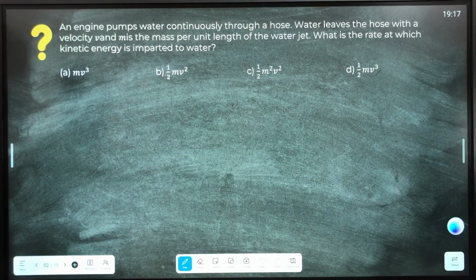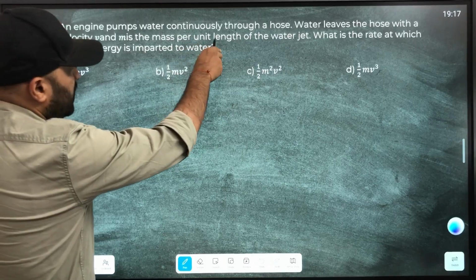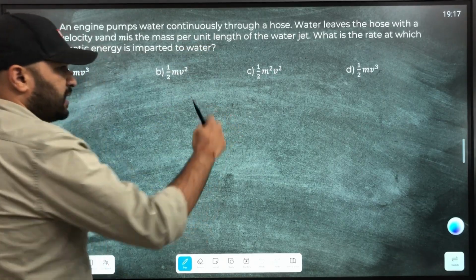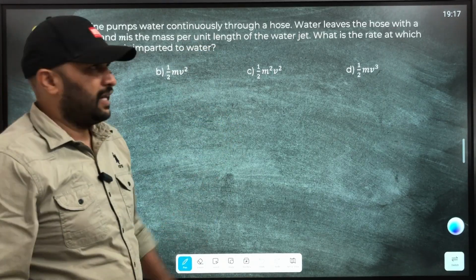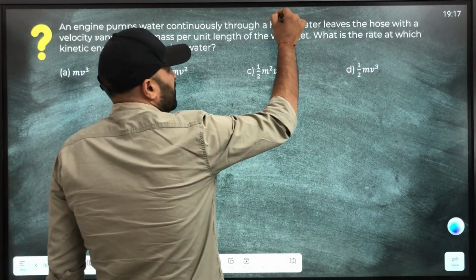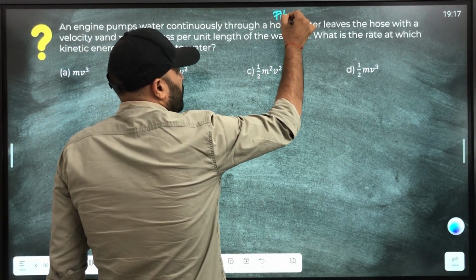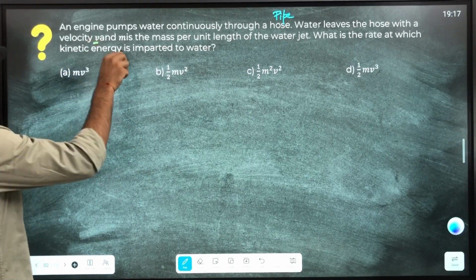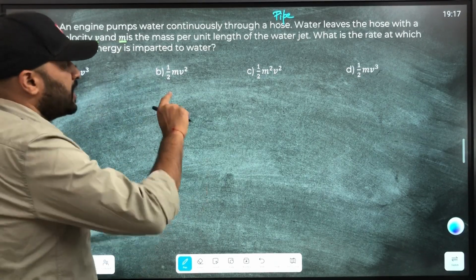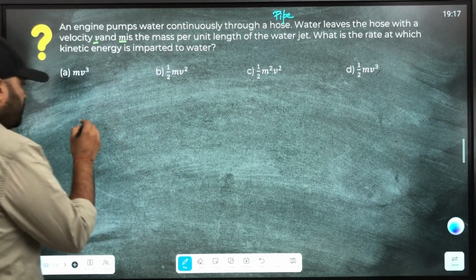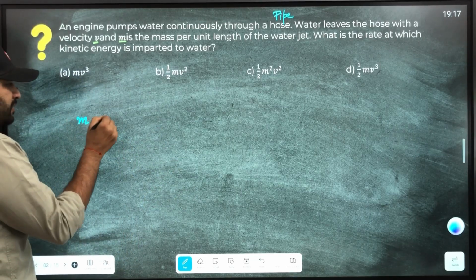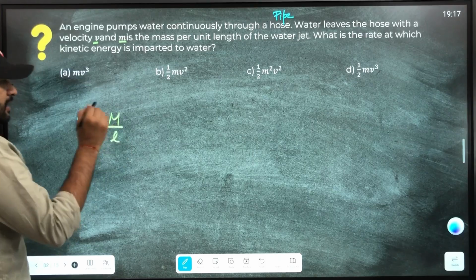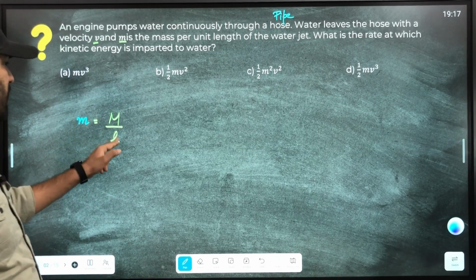Great. Our next question says an engine pumps water continuously through a hose. Now hose is basically a pipe, okay, let's call it a pipe. Water leaves the pipe with the velocity v, and m is the mass per unit length. Be very careful. m now is mass per unit length, which is M by L. m here is mass per unit length.